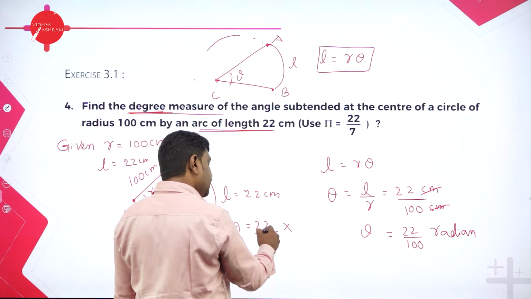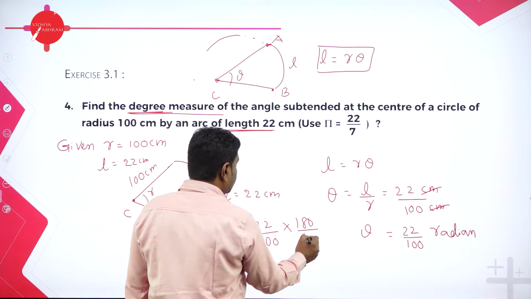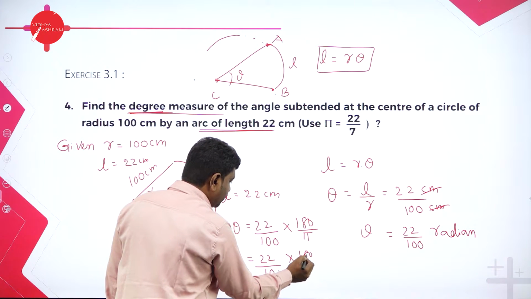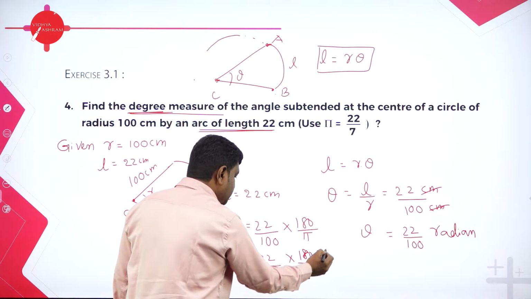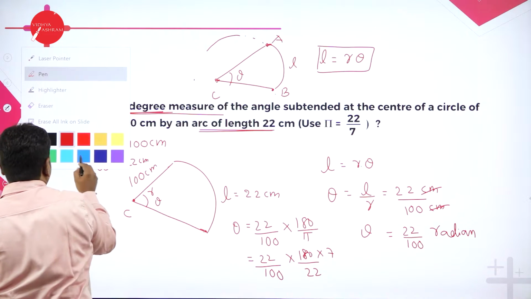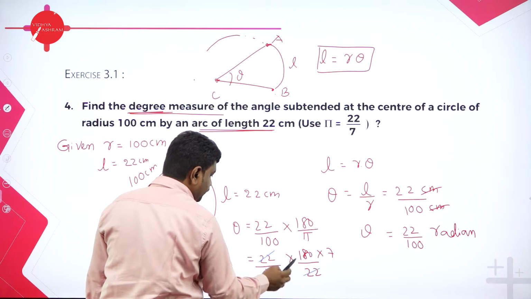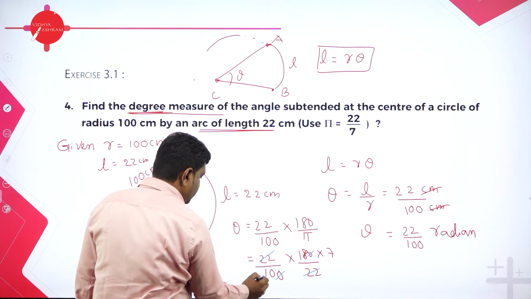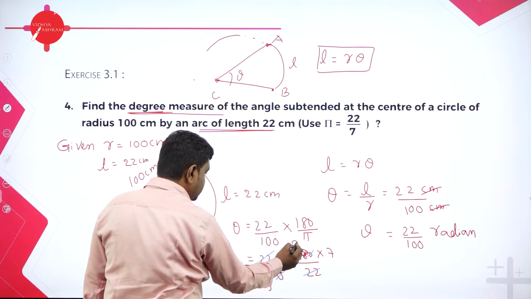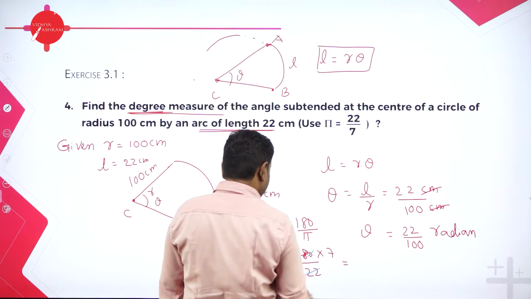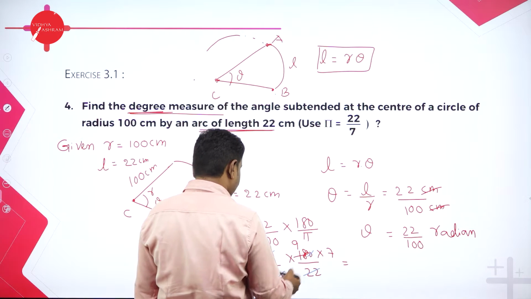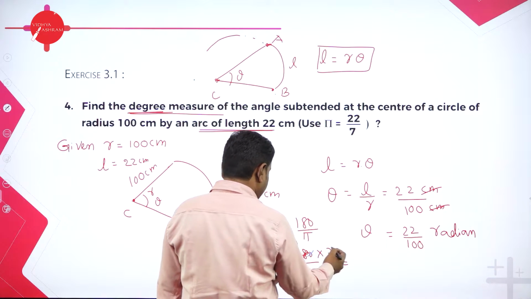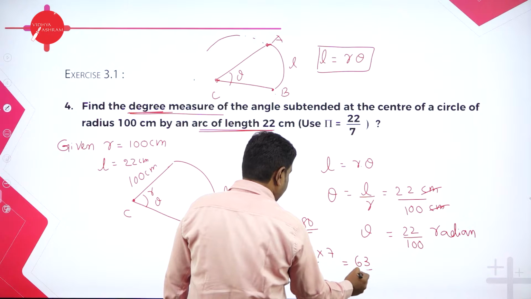If you want to convert radian to degree, multiply by 180 by pi and take pi as 22 by 7. So 22 by 100 into 180 divided by pi. Pi means 22 by 7, and the 7 I'll write on top. So now you can cancel the terms. You can cancel 22 and 22, and 0 and 0, and further simplify. 2 fives are 10 and 2 nines are 18. Here 7 is left out. So 9 by 5 into 7 degree, 9 sevens are 63 by 5 degree.